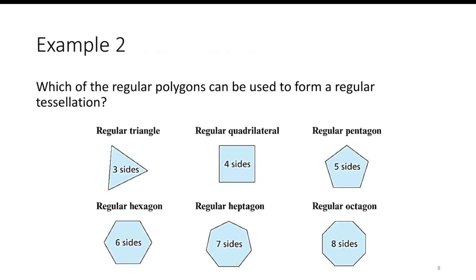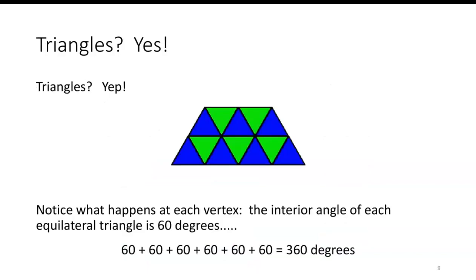So, which of these regular polygons can be used to form a regular tessellation? Well, let's go through it. A regular triangle or equilateral triangle, a regular quadrilateral or square, the regular pentagon, regular hexagon, regular heptagon, regular octagon, perhaps other ones as well. Well, think about it. Let's start with triangles.